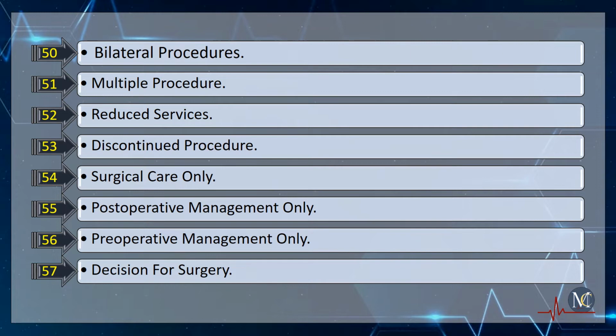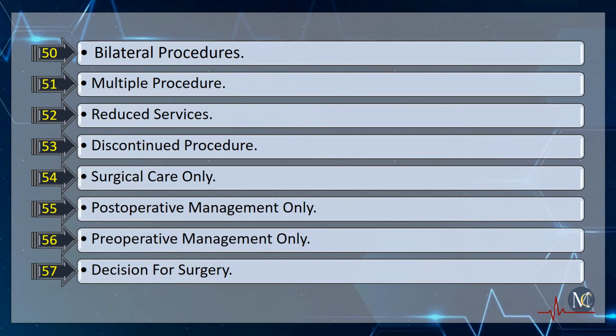Modifier 54 is used in the CPT coding system to indicate that the surgical care portion of the procedure was performed by one physician and the postoperative management was performed by another physician. Modifier 55 is used in the CPT coding system to indicate that a physician or surgeon provided only the postoperative management for a surgical procedure. This means that the physician did not perform the surgical procedure itself.